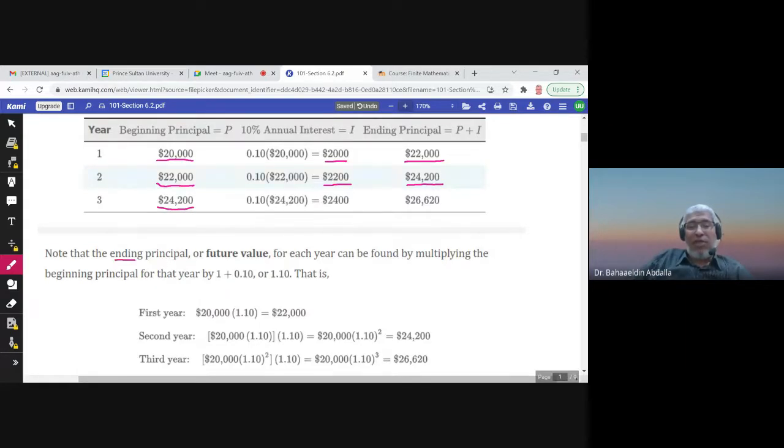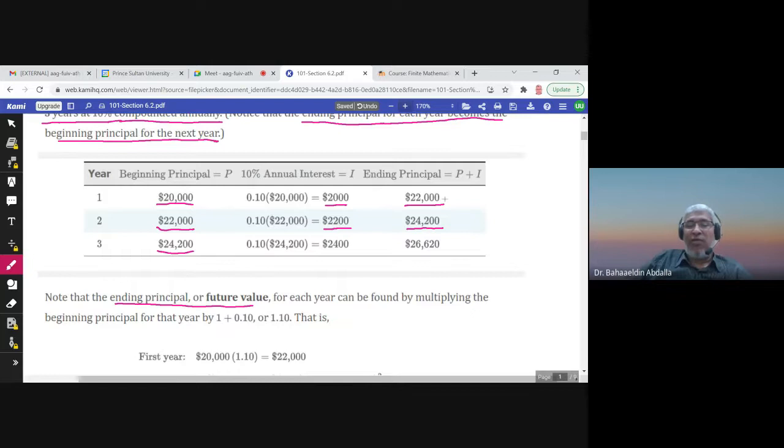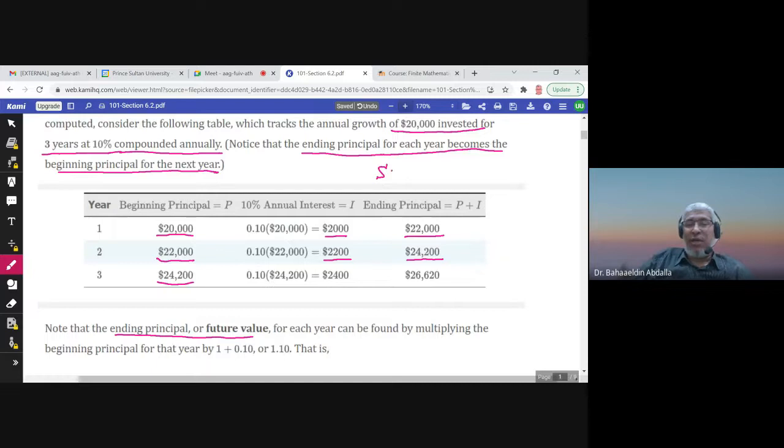So the ending principal, or the future value, how can we find the future value immediately? Remember that we said that S is P plus I, and I is PRT. So you take P as a common factor, you have 1 plus RT. And if we are talking after 1 year, if T is 1, then S would be P times 1 plus R.